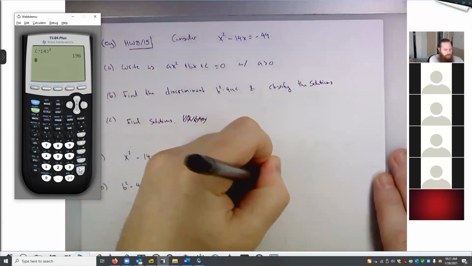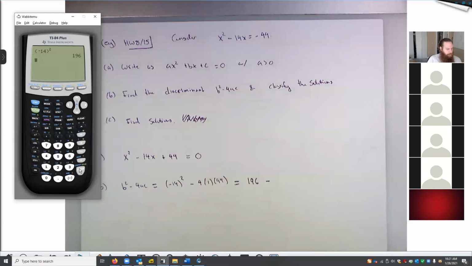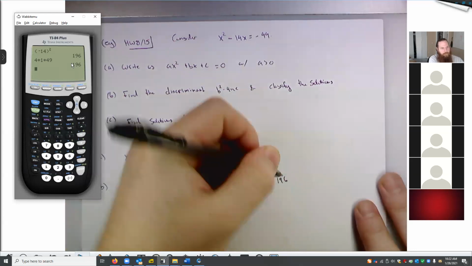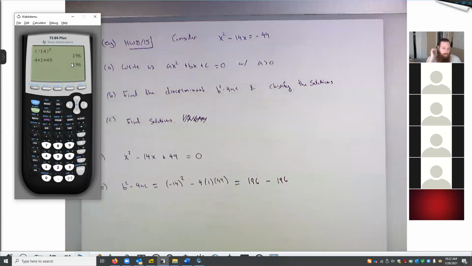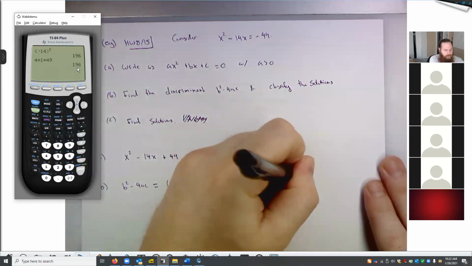And from that, I need to subtract 4ac. So I'll go ahead and write my 196 here, and then I'm going to compute the 4ac part, 4 times 49. 4 times 1, we can write it times 49. I recommend you break your calculations down into steps like I am doing. That way it's easier to check your work. It's just easier to look back at your work and know what you're doing. And now it turns out both of these are 196. So 196 minus 196, that's 0.